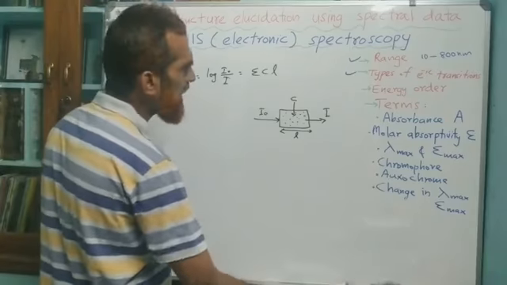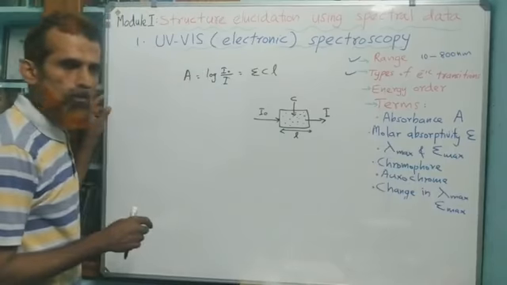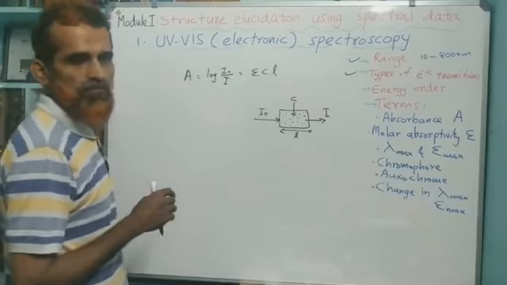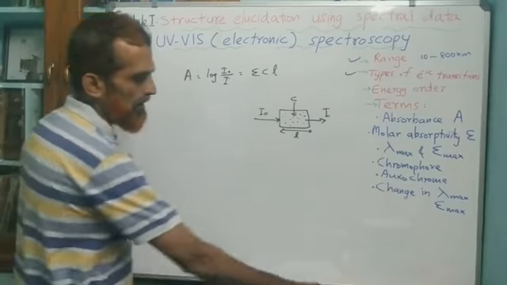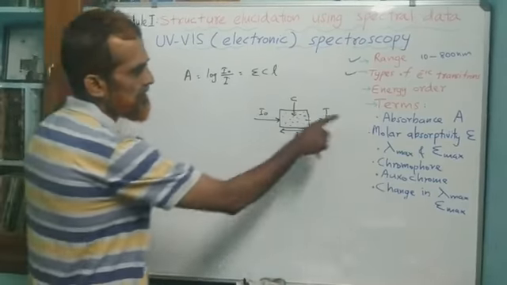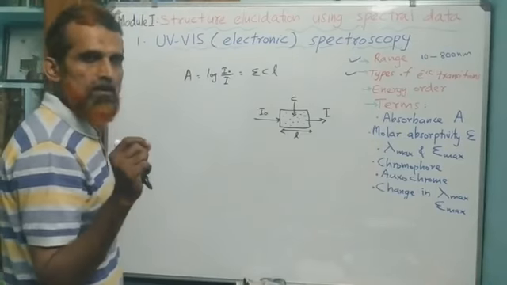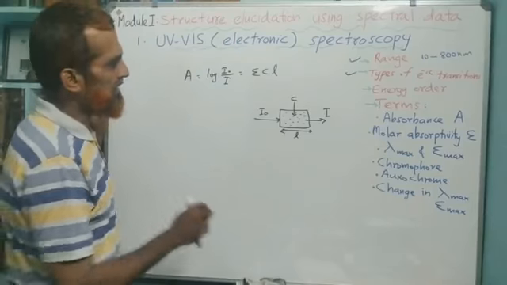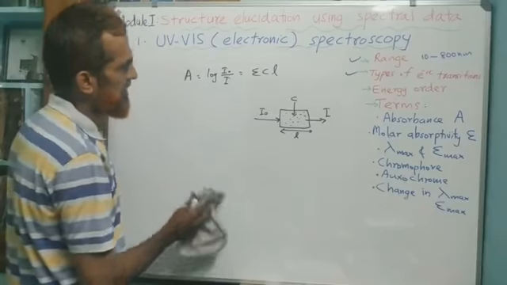Now here are the two terms, absorbance A and epsilon, molar absorptivity. You get familiar with them from this law, this equation. Absorbance is also called optical density. Epsilon is a constant for a given compound-solvent combination, and it is also known as molar extinction coefficient.